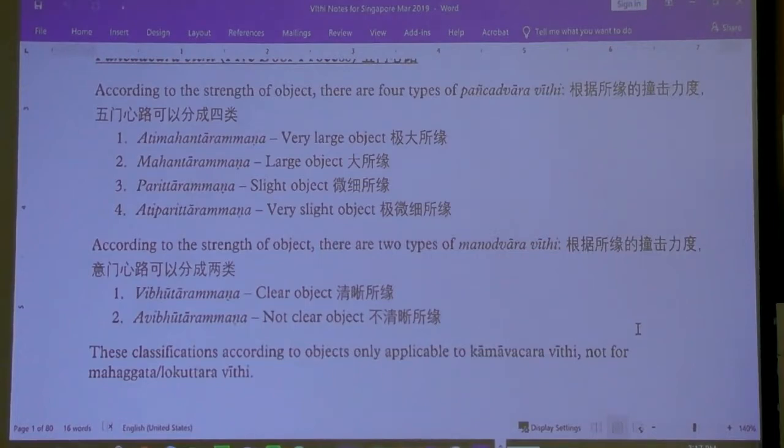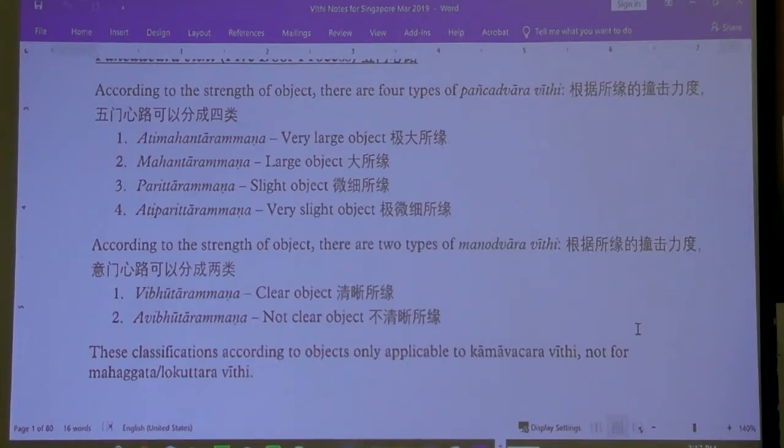This is not my point, it's English; they give the name in English. After the javana, is there any registration mind? Then it's called a clear object. After javana, if there is no registration mind, only bhavanga rising after the 7 javanas, it's called not clear object. This is a brief meaning.